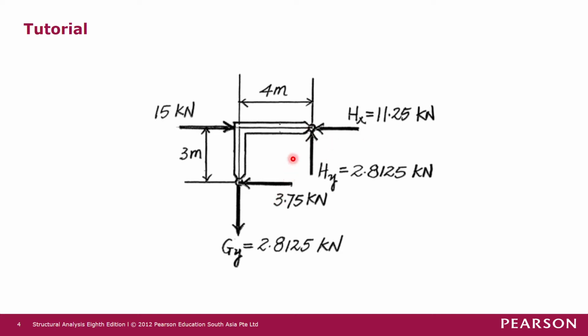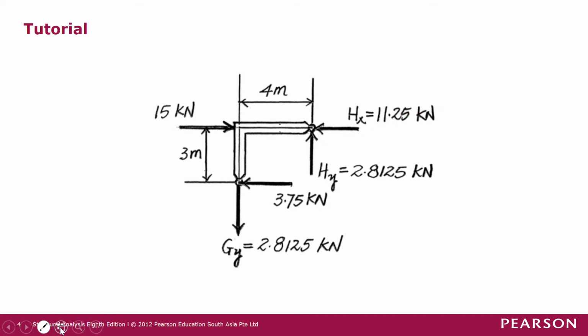By using total forces in the horizontal direction equals 0, we have 15 minus 3.75 minus Hx equals 0. So we solve for Hx, and we get Hx equals 11.25 kilonewton.